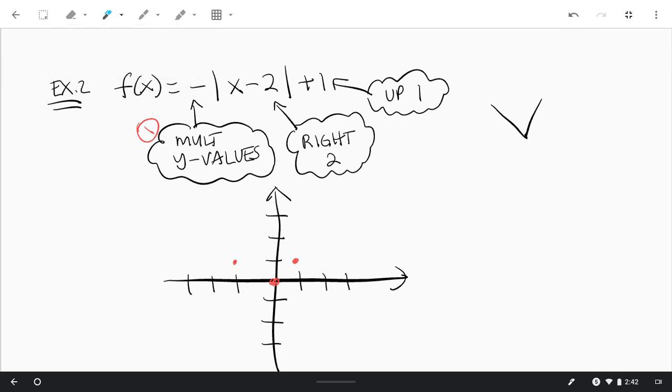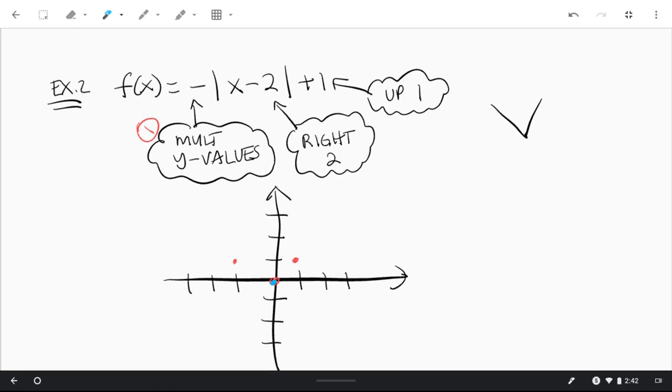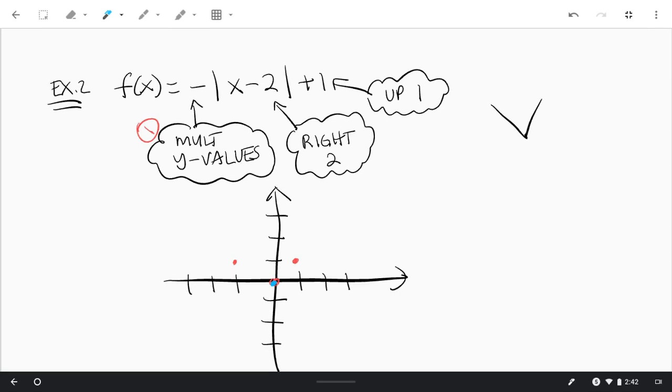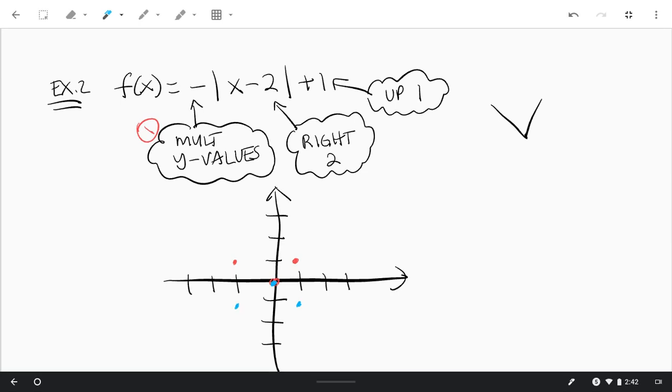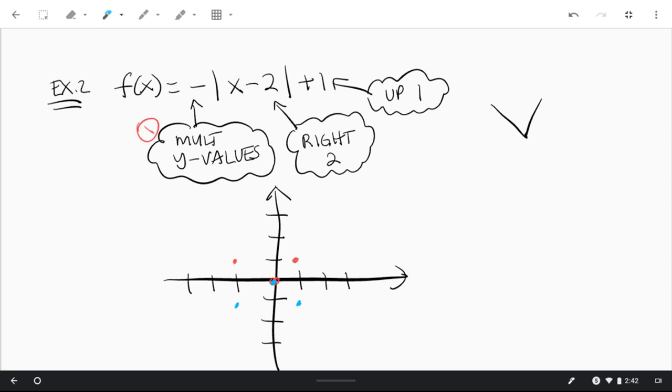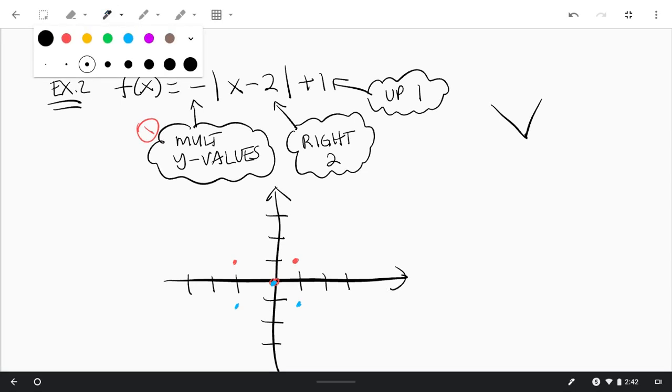So this one will stay at 0, 0. 1, 1 will become 1, negative 1. And negative 1, 1 will move down here. Okay. And now I will take these 3 blue points and I will shift them right 2 and up 1. And that will be my final graph.